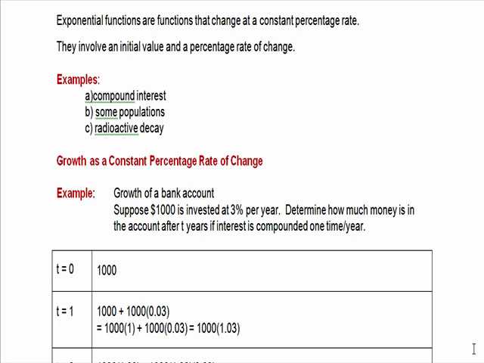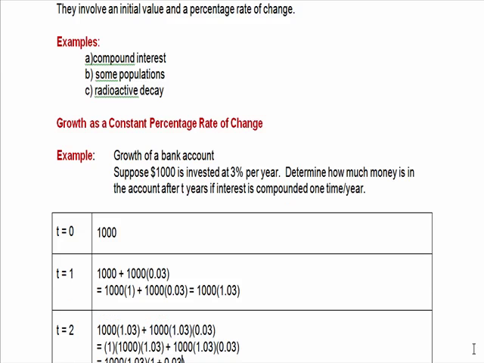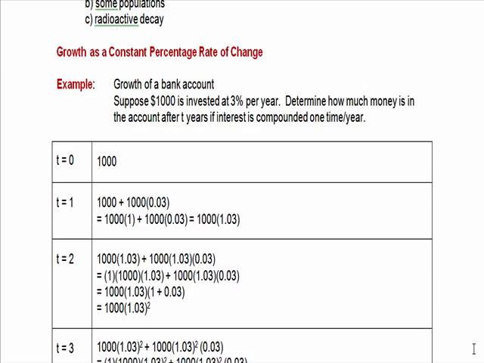Let's take a look at an example, and we're going to take a look at growth as a constant percent rate of change as we look at a bank account. So let's suppose we have $1,000 and we're investing it in a bank account at 3% per year. We are not going to take any money out of the account, and we're not going to add any additional money other than the interest that gets accrued. What I would like to do is determine how much money is in the account after t years if the interest is compounded one time per year. In other words, if I add all of the 3% interest on once every year.